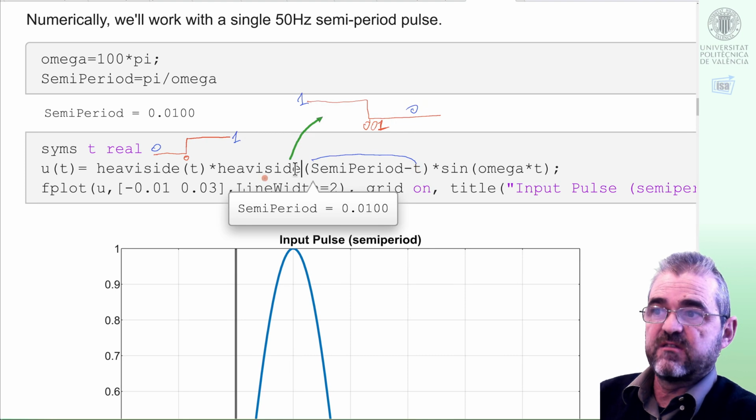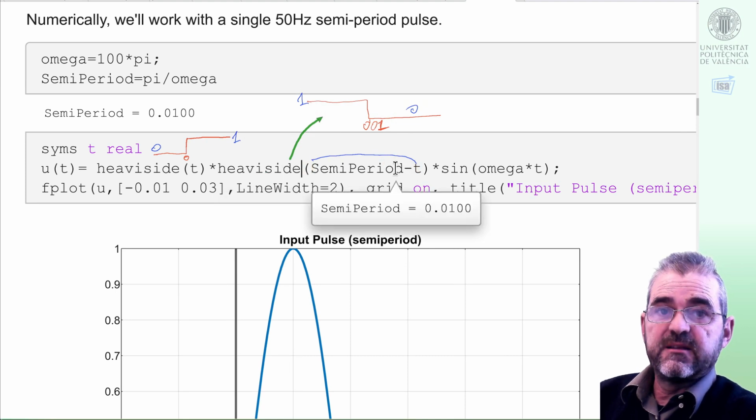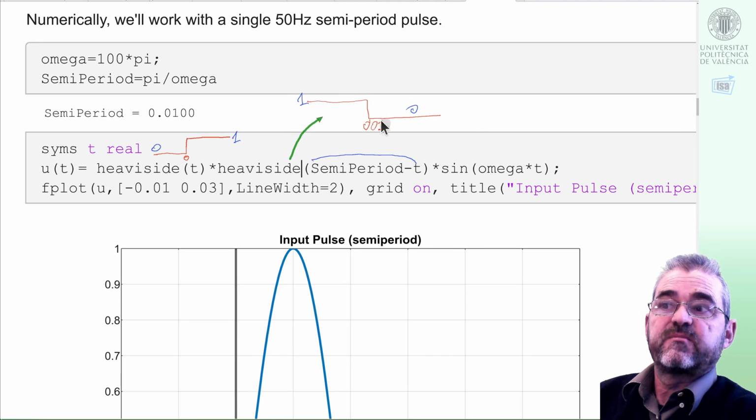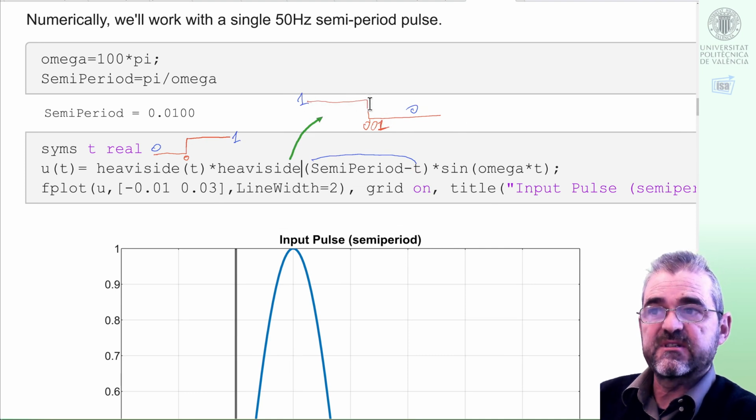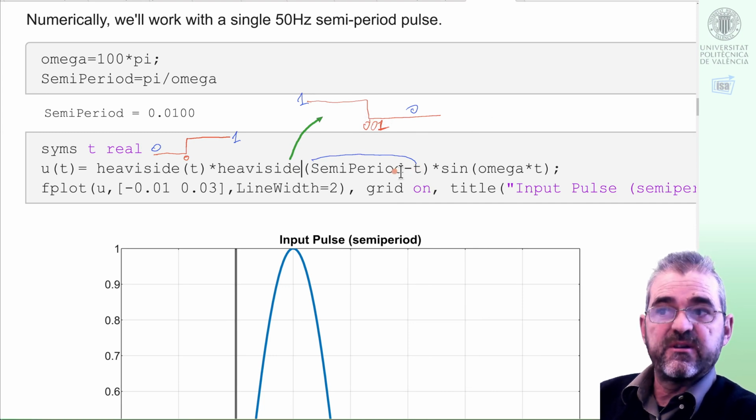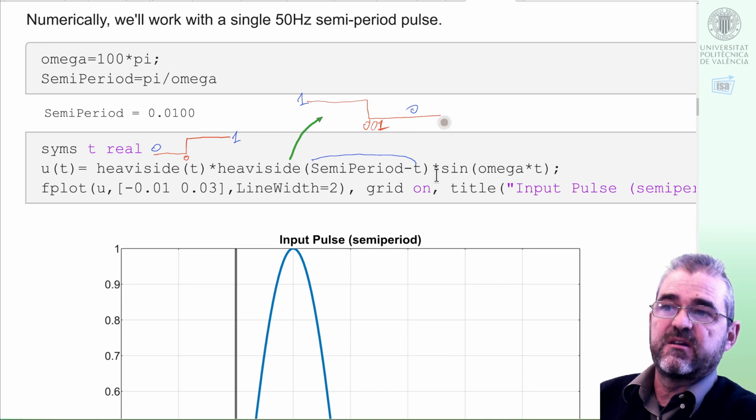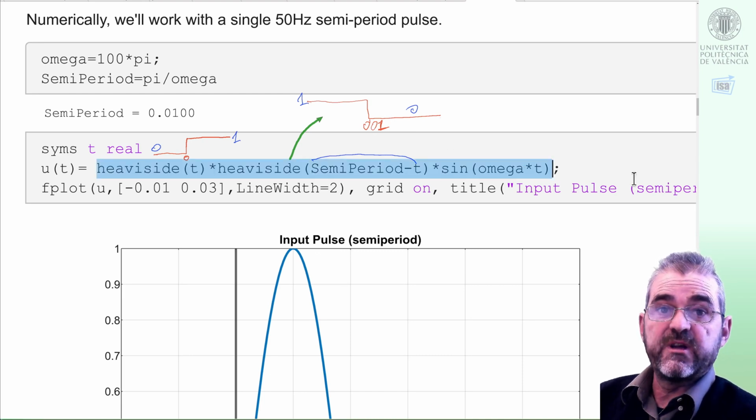And the semi-period minus t, when used as an input to the Heaviside function, will end up building a reverse step, so that it will be 1 for times before 0.01 and then 0 afterwards, because indeed when time is greater than the semi-period, this argument to Heaviside is negative, so the output of Heaviside is 0. This construction is the way to build a piecewise function in the symbolic toolbox that is 0 outside of the interval starting at 0 and ending at 0.01.